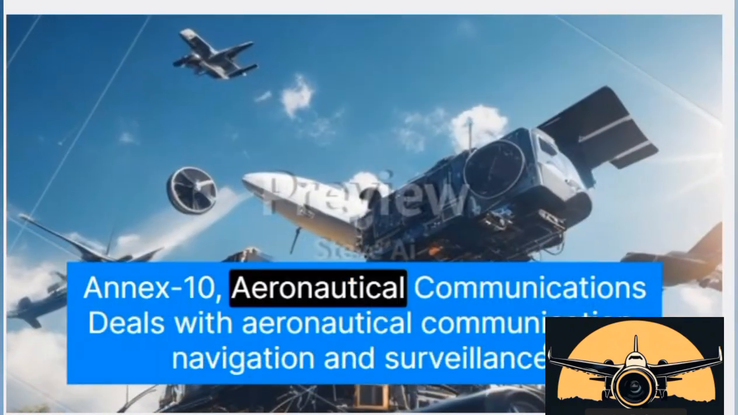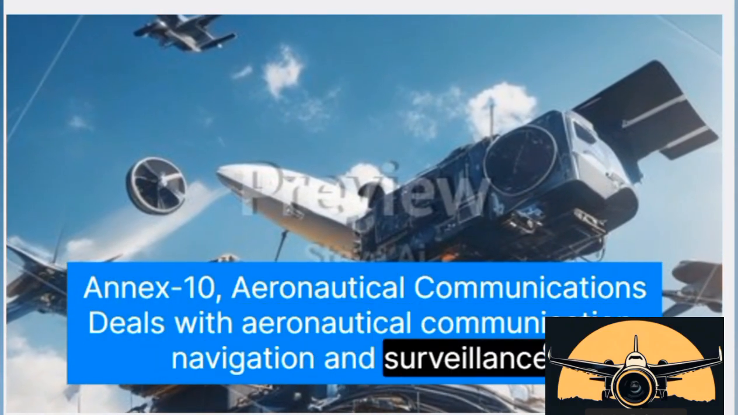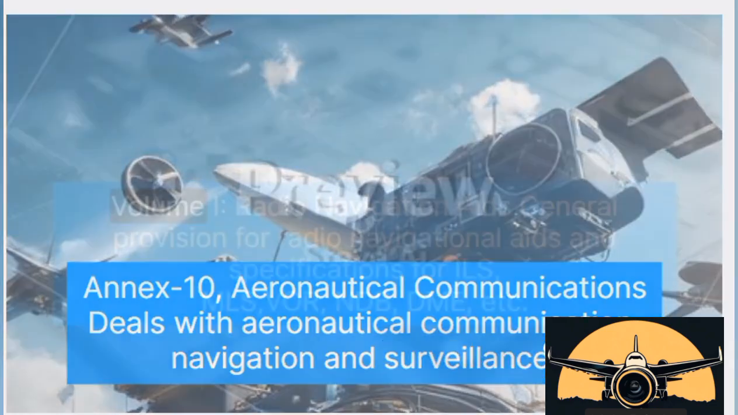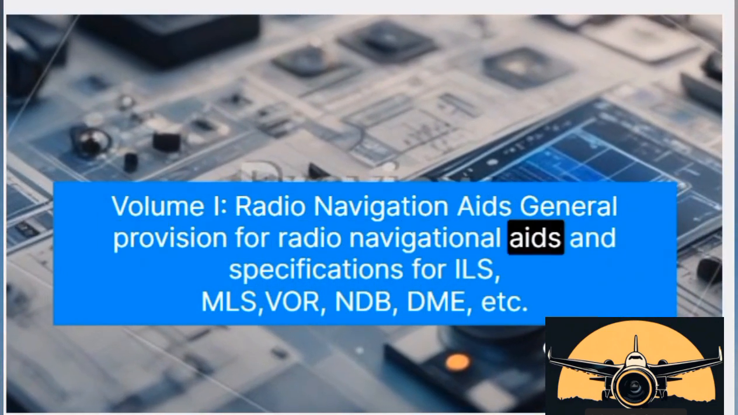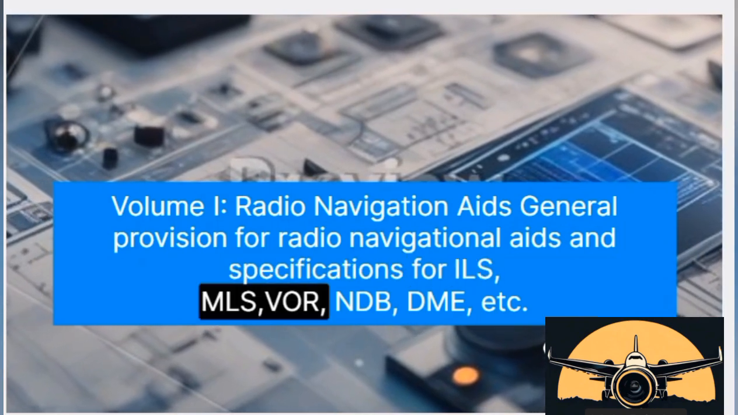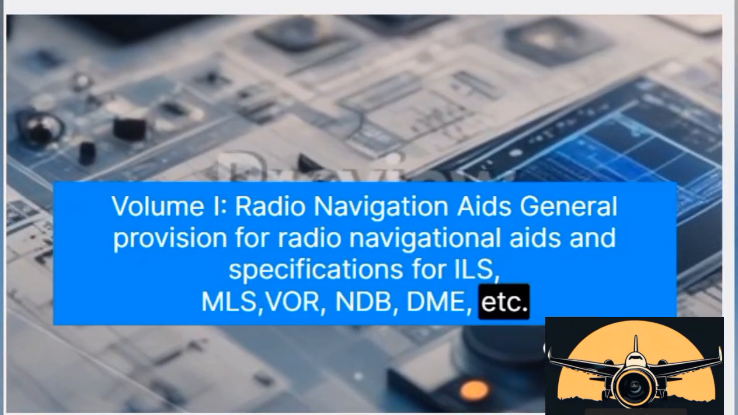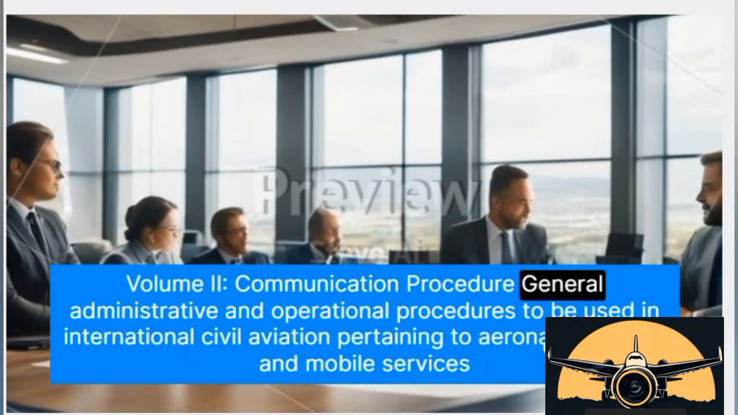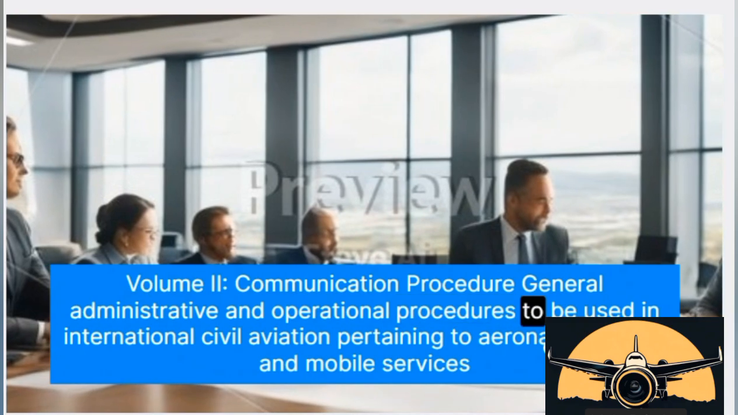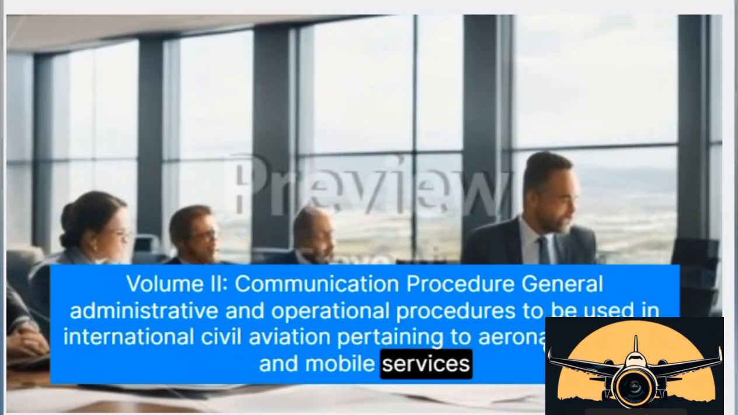Annex 10, Aeronautical Communications deals with aeronautical communication, navigation and surveillance. Volume 1, Radio Navigation Aids: General Provision for Radio Navigational Aids and Specifications for ILS, MLS, NDB, DME, etc. Volume 2, Communication Procedure: General administrative and operational procedures to be used in international civil aviation pertaining to aeronautical fixed and mobile services.